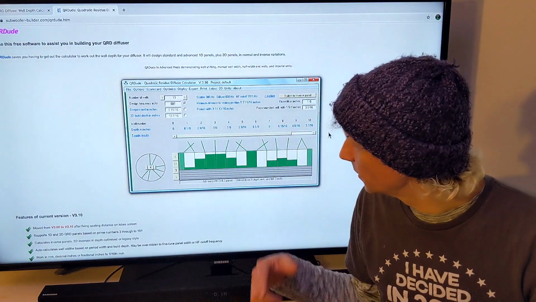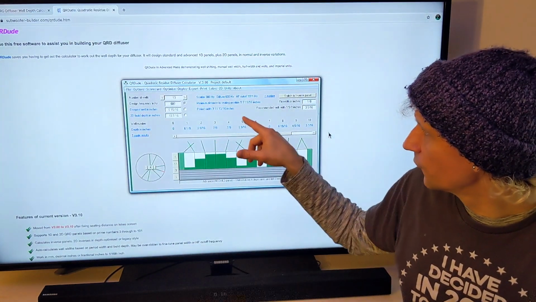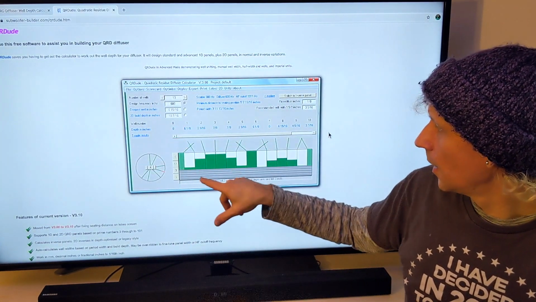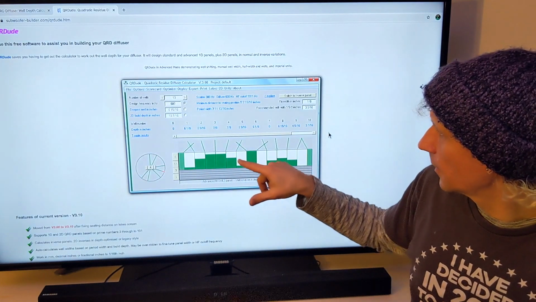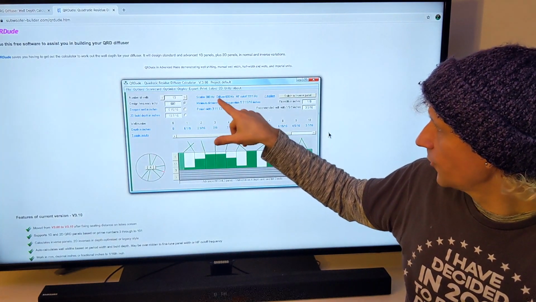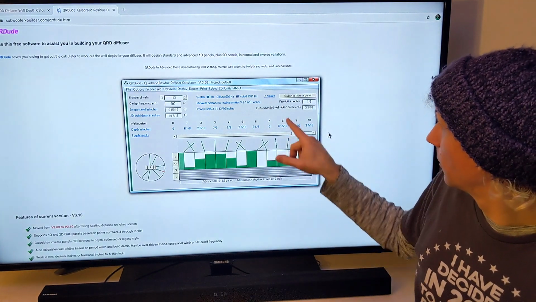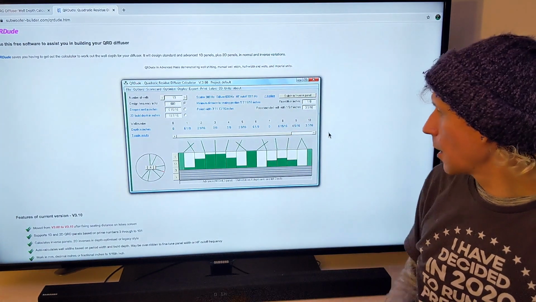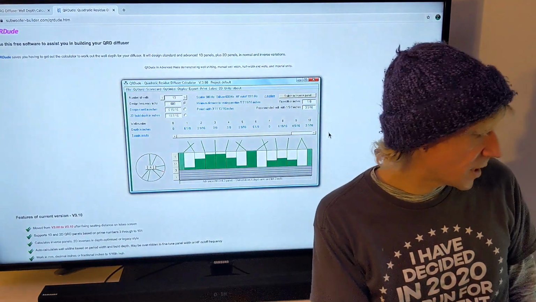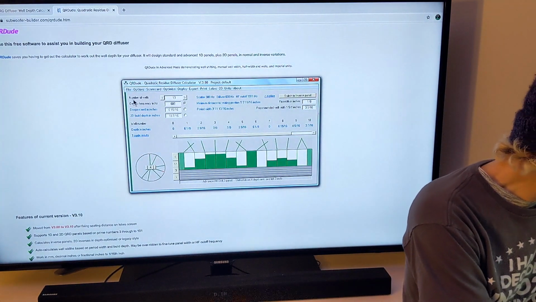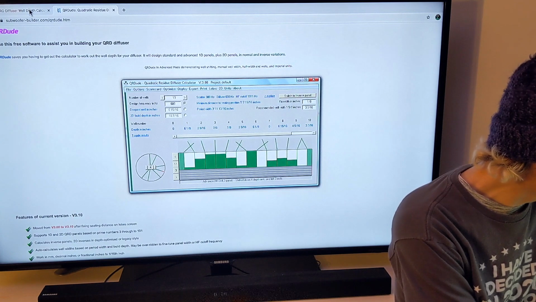QRDude is the software you can download. Same thing, it'll tell you the frequency, number of wells, how they get laid out, what it looks like, the scatter frequency, the diffuse frequency like we talked about, and width and all of that good stuff. And so there's tons of resources out there to be able to do this, or to just punch in some numbers and see what you're going to end up with.